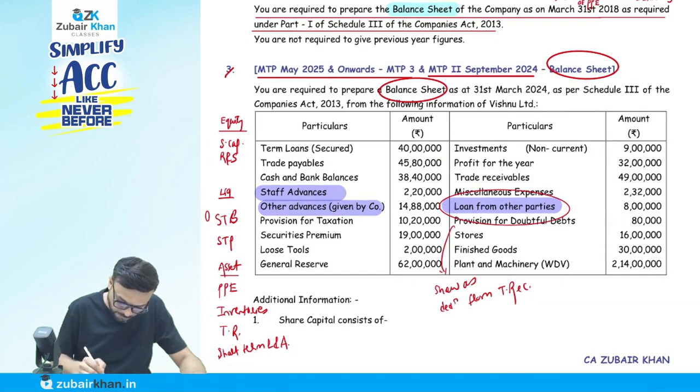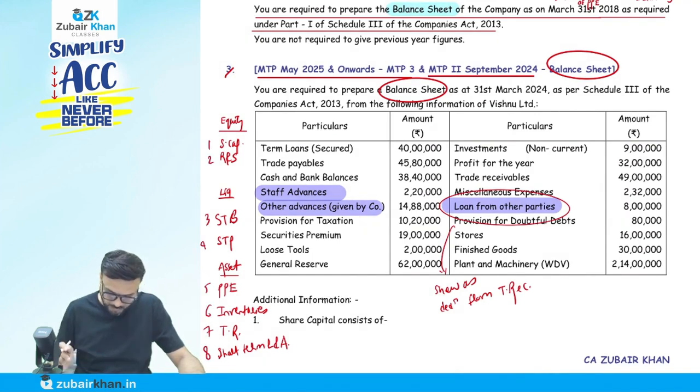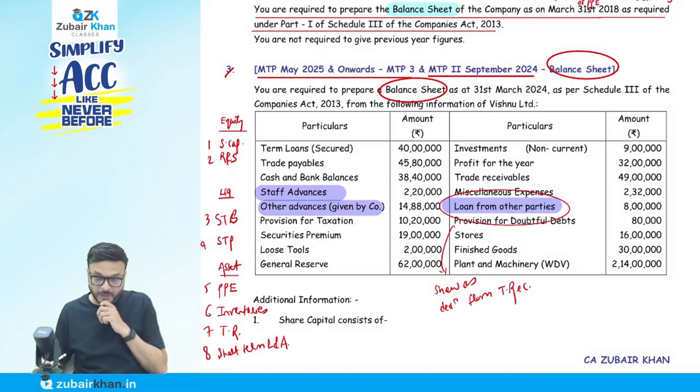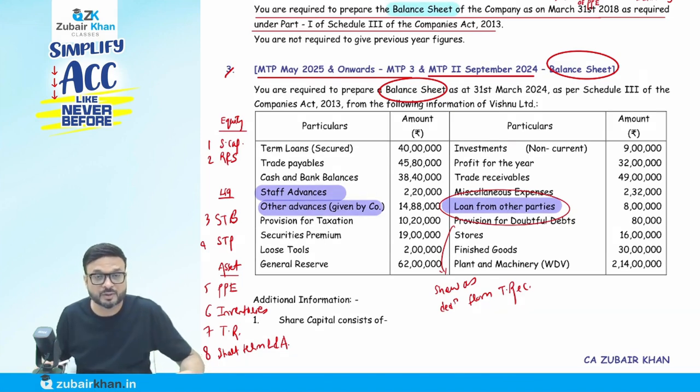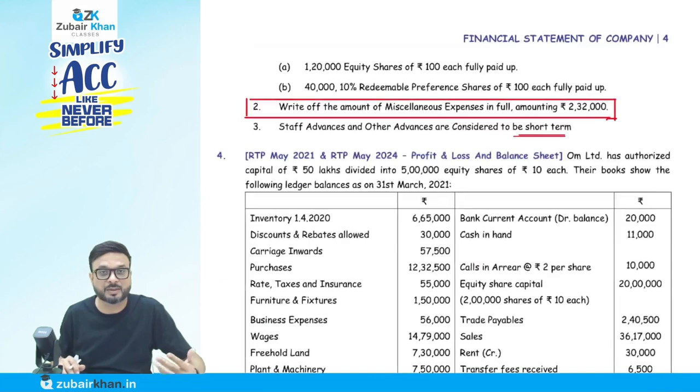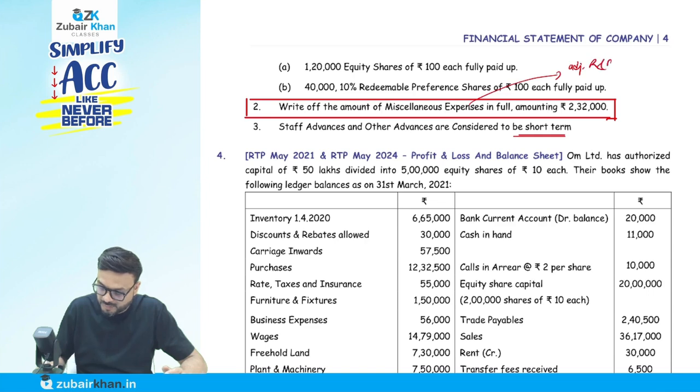1, 2, 3, 4, 5, 6, 7, 8. Now, one more important thing: you might think, sir, you have not decided on the basis of the information given. The share capital we have already prepared. Then we have miscellaneous expense, which I will discuss with you because it is going to be adjusted in reserve and surplus. I will tell you what the reserve and surplus is.